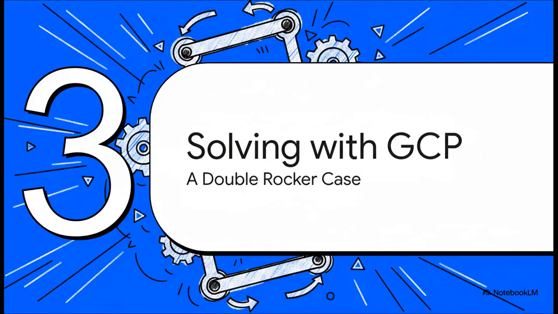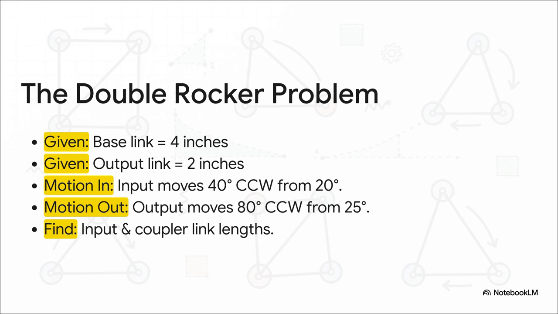All right, enough theory, let's put this into practice. We're going to walk through a case study and design what's known as a double rocker mechanism. That just means both the input and output links rock back and forth instead of spinning all the way around. Okay, here's our design brief. We have our givens, the fixed base is 4 inches long, and the output link is 2 inches long. We also know the exact start and end angles for both the input and the output links. Our mission, should we choose to accept it, is to find the missing pieces of the puzzle, the lengths of that input link and the coupler.